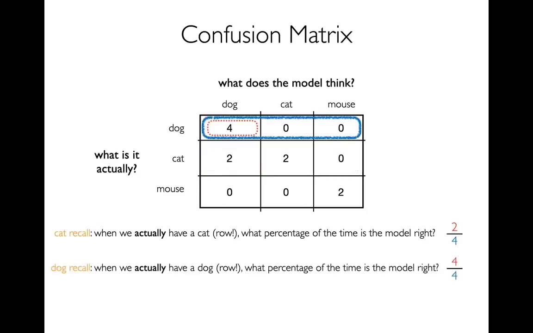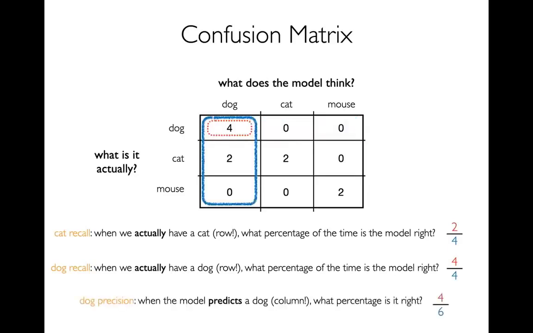If I'm looking at dog recall, when we actually have a dog, what percentage of the time is the model right? I'm just looking at that top dog row, and I'm dividing dog by the sum of everything else. And in this case, we always get it right when we see a dog. So 4 over 4, 100% dog recall.